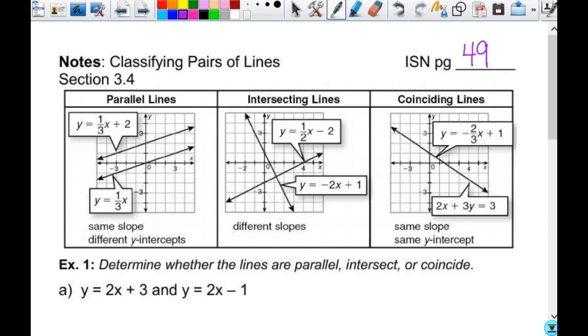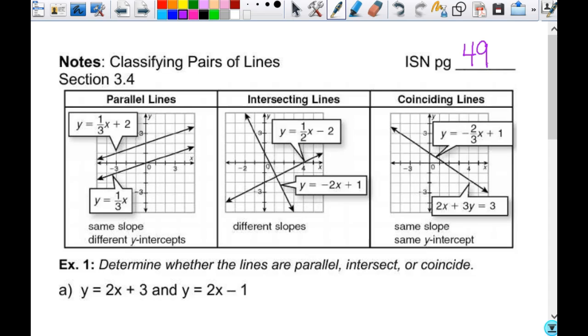So, do perpendicular lines intersect? Yes, they intersect to form what? 90-degree angles. I got to listen to the question that's being asked. Perpendicular lines intersect, right? But they intersect at 90-degree angles. Intersecting lines include perpendicular lines, but also any other line that intersects. They don't have to be perpendicular.